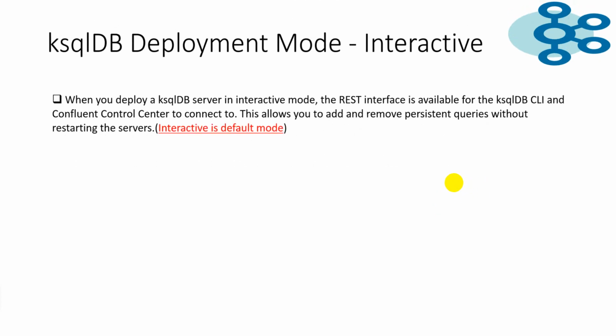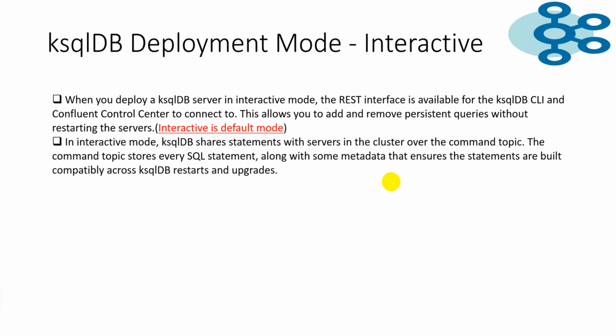Let's see the interactive model. When you deploy a ksqlDB server in interactive model, the REST interface is available for the ksqlDB CLI and the Confluent Control Center to connect to. This allows you to add and remove persistent queries without restarting the service. Actually, interactive is the default model.